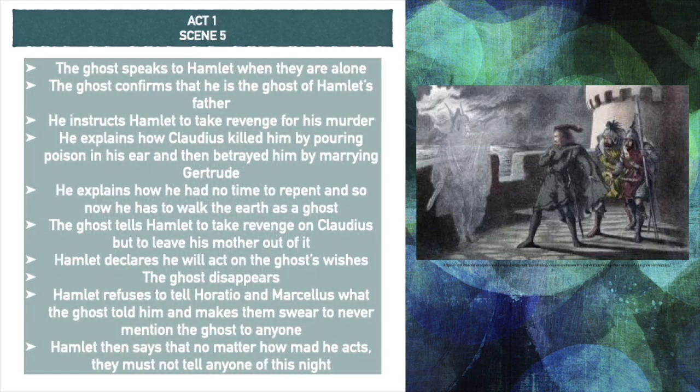And finally, in Scene 5, the ghost actually speaks to Hamlet when they are alone, and he confirms that he's the ghost of Hamlet's father, King Hamlet. He instructs Hamlet to take revenge for his murder, and he explains how Claudius killed him by pouring poison in his ear and then betrayed him by marrying Gertrude. He explains how he had no time to repent, and so now he has to walk the earth as a ghost.